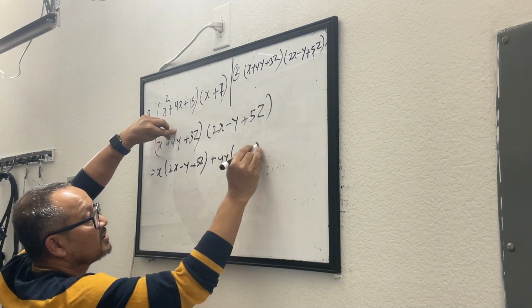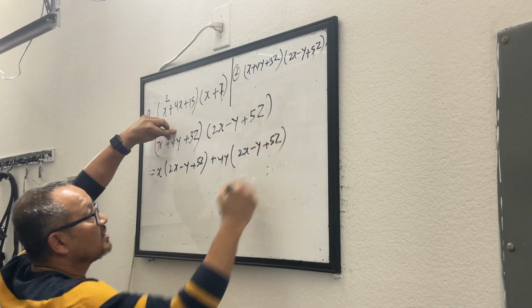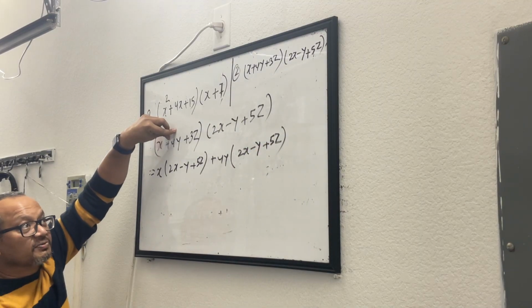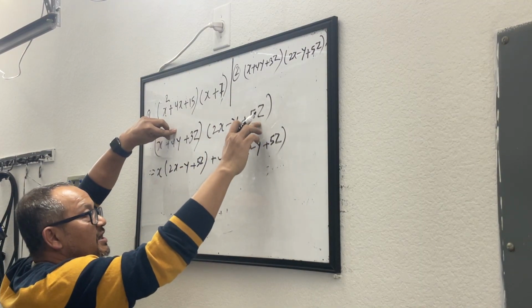That wasn't a 2. Which one? No, it was z. I thought that was a 2. It was z. It's okay.